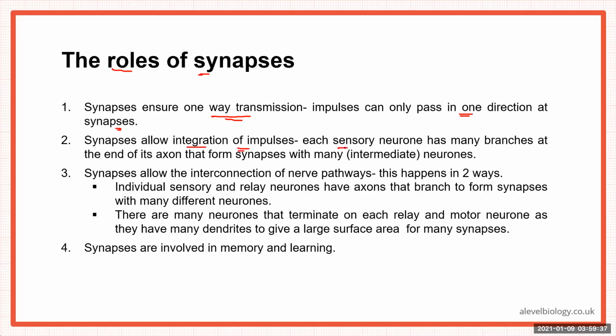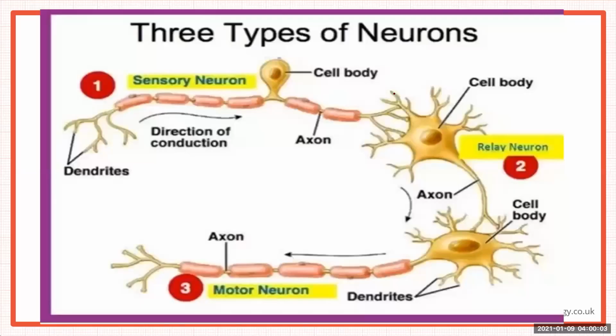Each sensory neuron has many branches at the end of its axon that form synapses with many intermediate neurons. So see this part? This is where this integration will take place, right? Because there are a number of branches here, and each branch is connected with a number of dendrites here also. So this involves a lot of integration here.